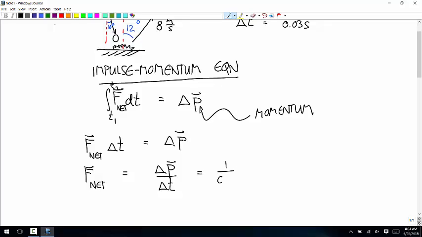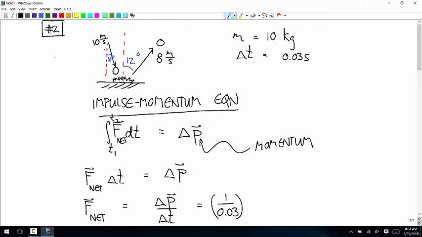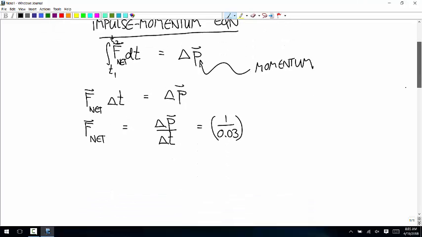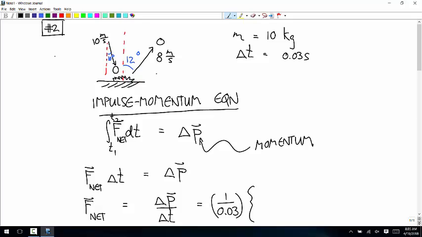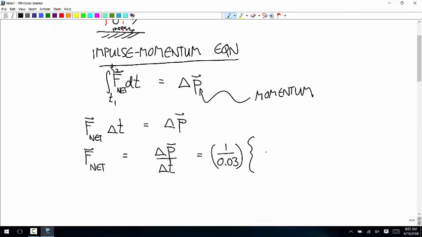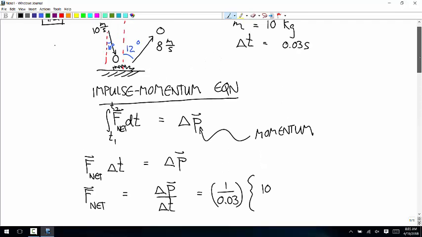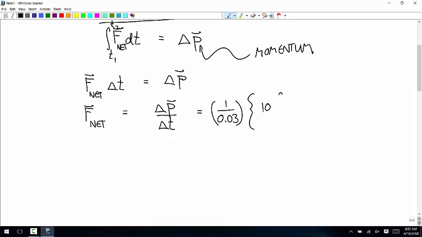We know that the change in time is 0.03 seconds. The momentum after the collision, because the change in momentum is going to be the momentum after the collision minus before the collision, right? So after the collision, we have to figure out that velocity vector and multiply it by the mass. So that's going to be the mass of 10 times the velocity of 8 times cosine and sine of what angle?